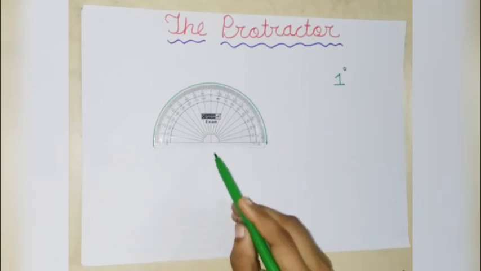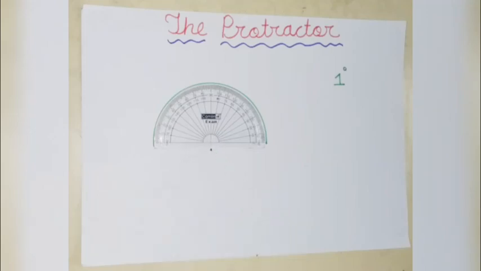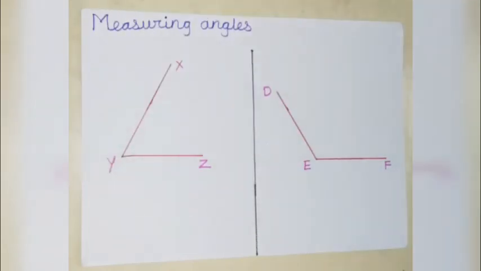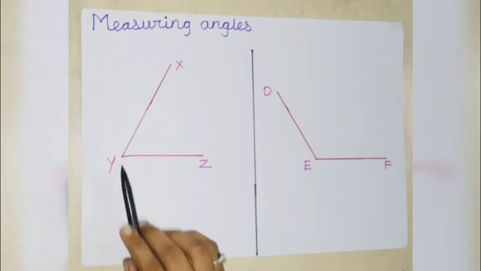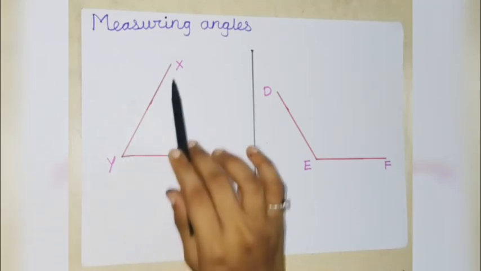So children, this is the center of the protractor. Here you all can see, this is the center of the protractor. For measuring an angle or for drawing an angle, we are going to use this center. Now I will show you how to measure angles using a protractor. Measuring angles. Children, now tell me the vertex. Yes, Y is the vertex. Tell me the name of the angle, XYZ, or we can say ZYX.